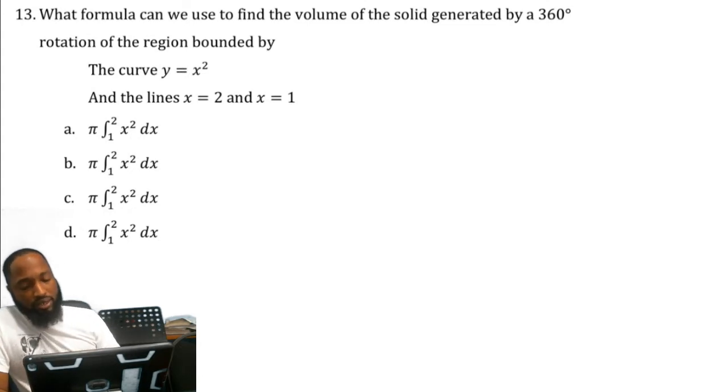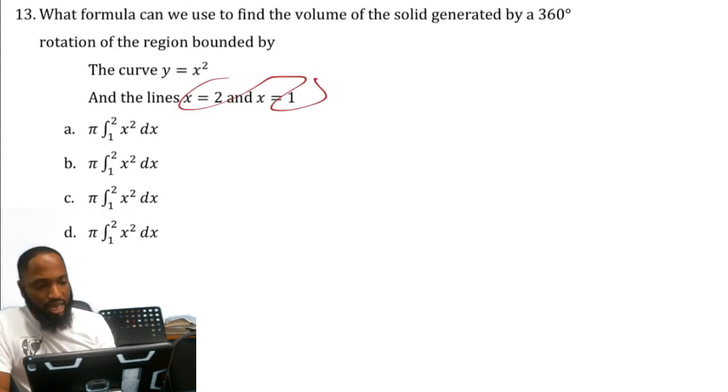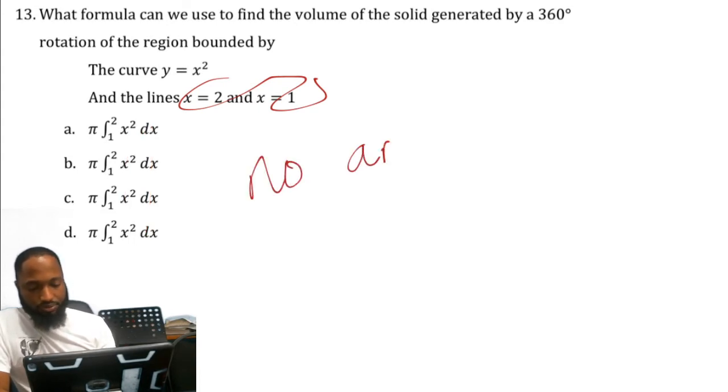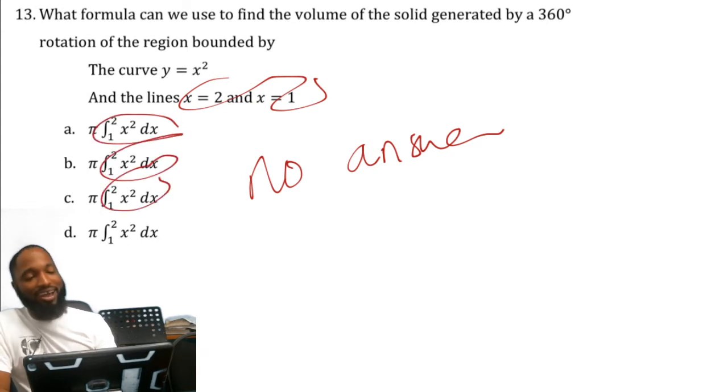The curve y is equal to x squared and the lines. So you're integrating between the limits and you're multiplying by pi, and you're squaring. Hey, one of these is supposed to be 4. They have no answer here. Oh, all of them are the same.